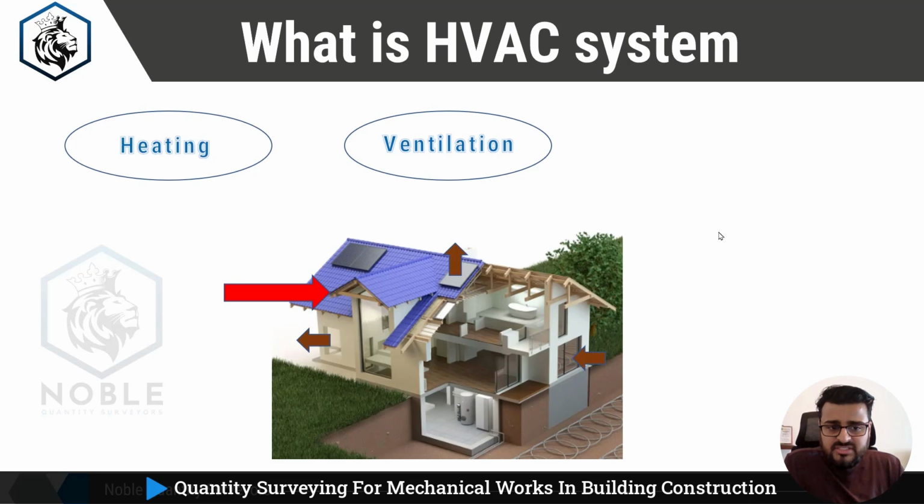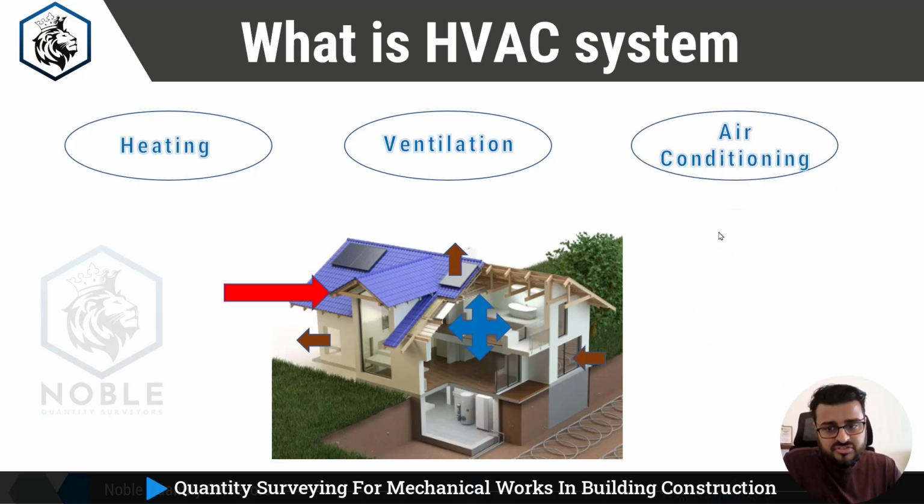The second one is the ventilation. Outside fresh air, that is oxygen, coming in, and exhaust, which is the bad air, going out from the building. That is a ventilation system. The third one is air conditioning systems. That is removing the heat by reducing the temperature inside a building.